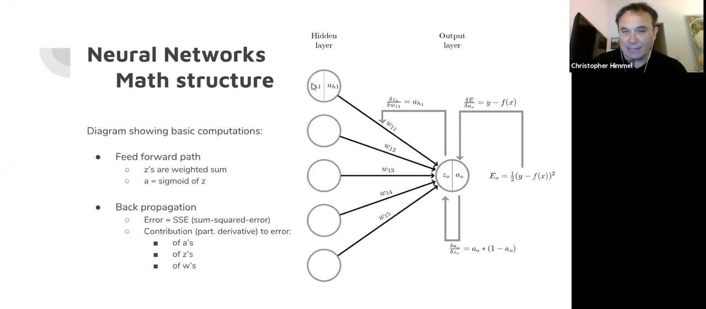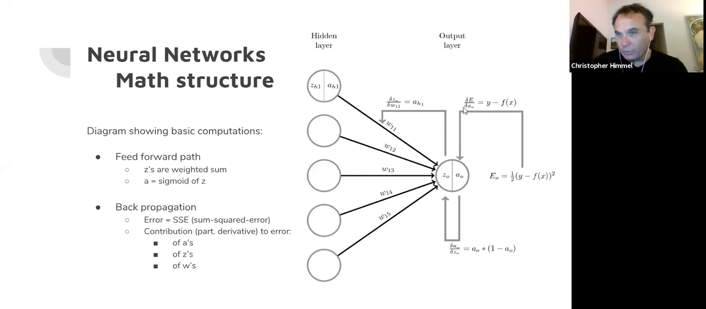Now the Z is the weighted sum of the inputs. A is the activation of that weighted sum. Same with this. Z is the weighted sum. A0 is the activation of that weighted sum. That's what I'm showing here. And the activation we're going to use is the sigmoid. And we'll get into that in a second. Okay, so that's the feed forward part of this.